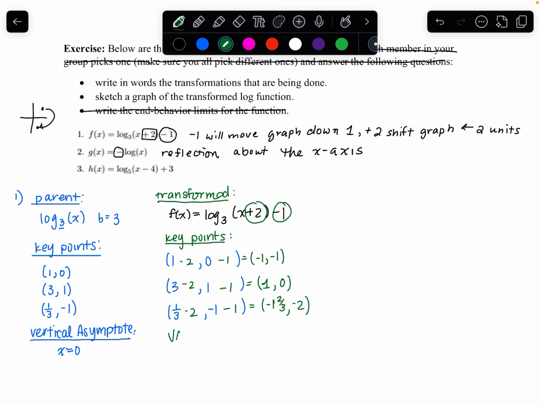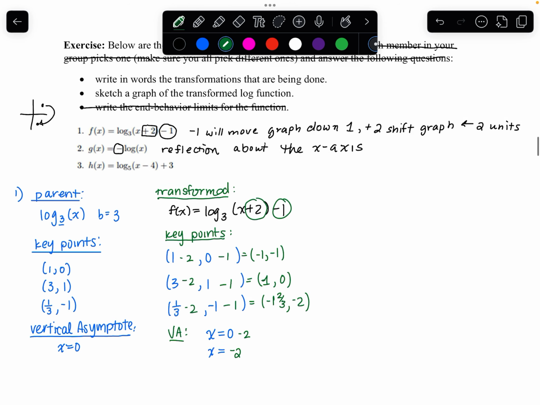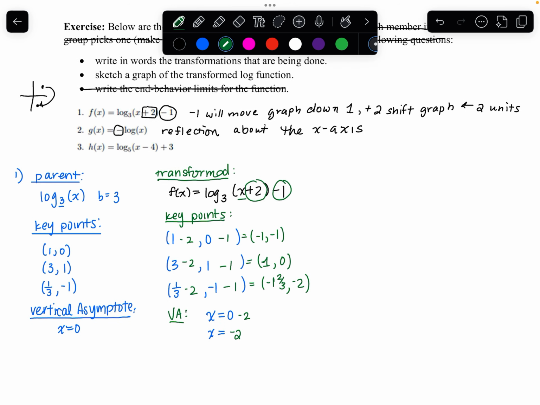And our new vertical asymptote, remember, since it is an x value, I am going to subtract 2. So I get x equals negative 2, right? Or, you could do like we did on the previous page. So x plus 2 equal to 0. Solve for x, and you'll get the vertical asymptote, right? We have a few different approaches we can take with these graphs.